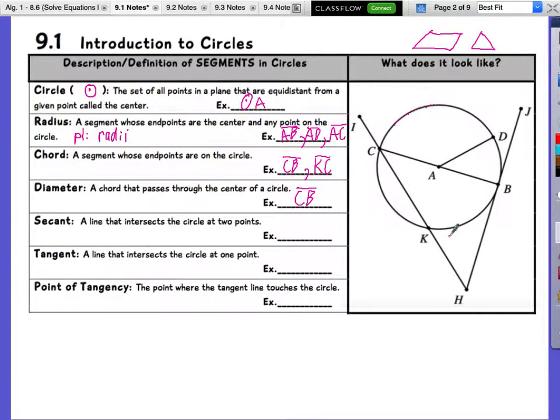Why is KC not a diameter? It's a chord. Why is it not a diameter? It doesn't go through A, our center.